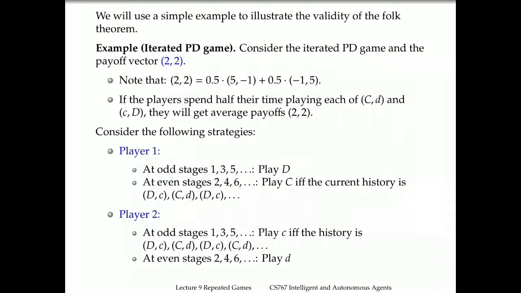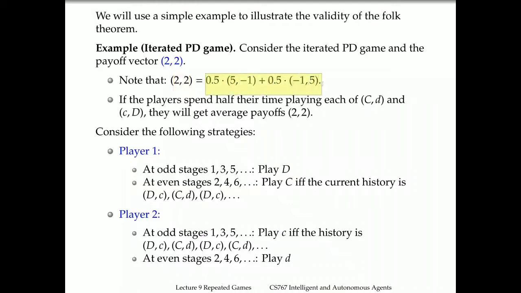So let's just fix an arbitrary vector, say 2 and 2. Right. And now I want to define strategies in the game that form an SPE and whose expected average payoff to the players will be arbitrarily close to 2 and 2. So how can I do that? Well, notice that, first of all, how do I form 2 and 2? I can form it by taking 0.5 of 5 and -1, and then taking 0.5 of -1 and 5, right? So this indicates that 2 and 2 is indeed a feasible payoff vector of the game, right?